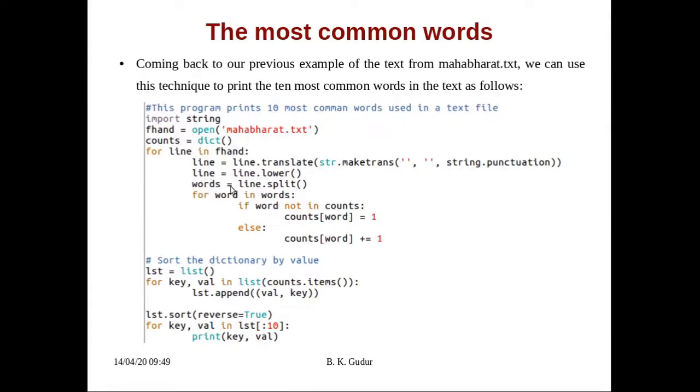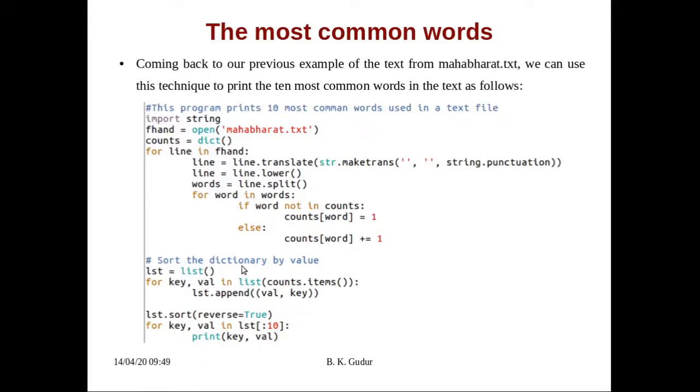Now that line will be removed of all the punctuations, and this line we are going to split by using the default delimiter, space. Words contains all the words of that line. Now for every word in words, if a word is not there in counts, obviously add that to the dictionary. If it is there, then increment the count. This particular part we have seen to count the number of occurrences of a particular word. Up to this it is similar.